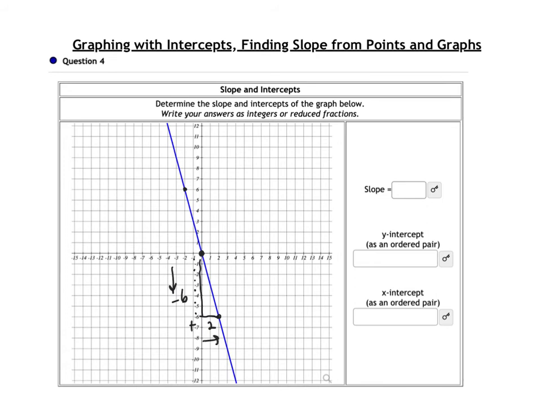That's a positive 2. So the slope is rise over run, negative 6 over 2, and that definitely simplifies. Negative 6 divided by 2 is negative 3. The slope is negative 3 or negative 3 over 1. The x-intercept and y-intercept are both the same here. They both hit the origin. It's 0 for x and 0 for y. The ordered pair then is 0, 0.